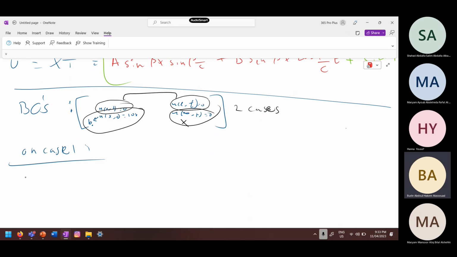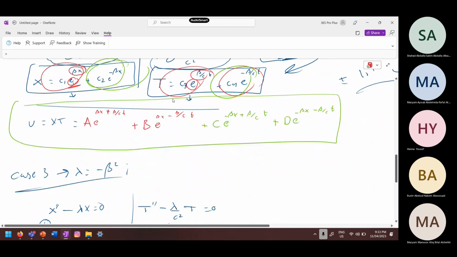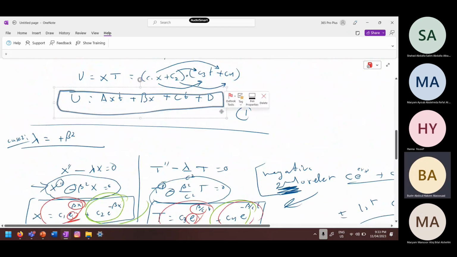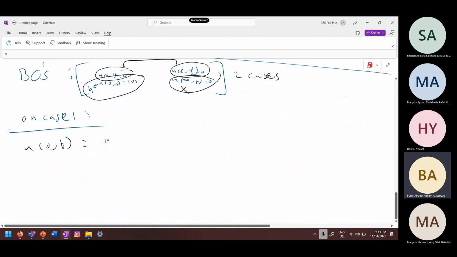So going to case one, u of 0, t equal to, again, we are going to substitute the value of x where it's going to be 0. X is equal to 0 in this case. Okay? Now we have the solution of case one, which is this. I'll send you the solution in a better and tidier form. I think that you have it in the group. I already sent it before.